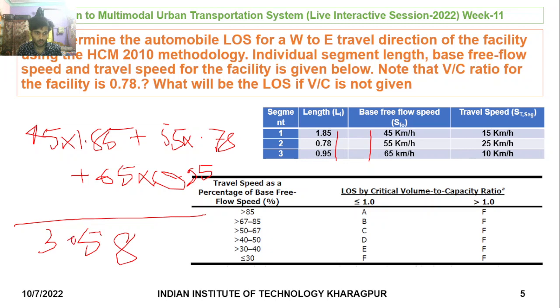3.58. So it will come, I think 52.48 or something. Let me calculate once again. Plus 55 into 0.78 plus 65 into 0.95, divided by 1.85 plus 0.78 plus 0.95. So it will be 52.486, meaning 52.49, right? So here the value is 52.49.